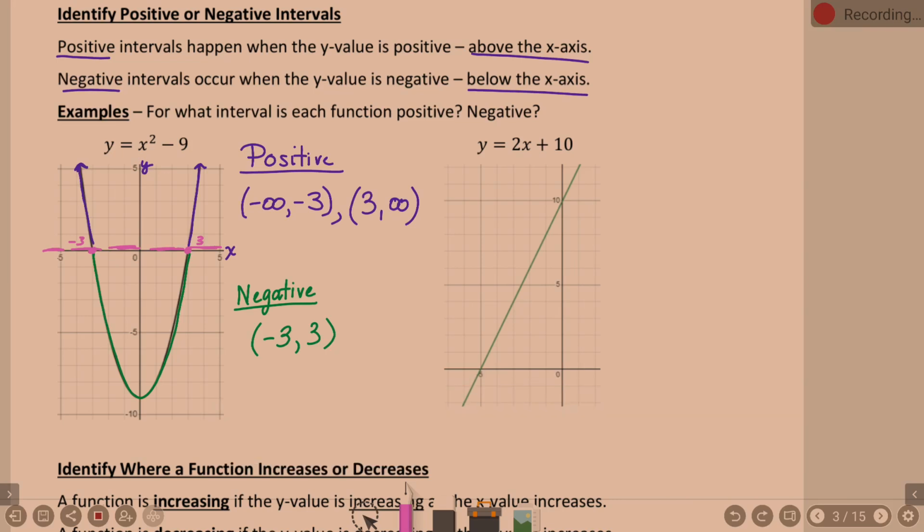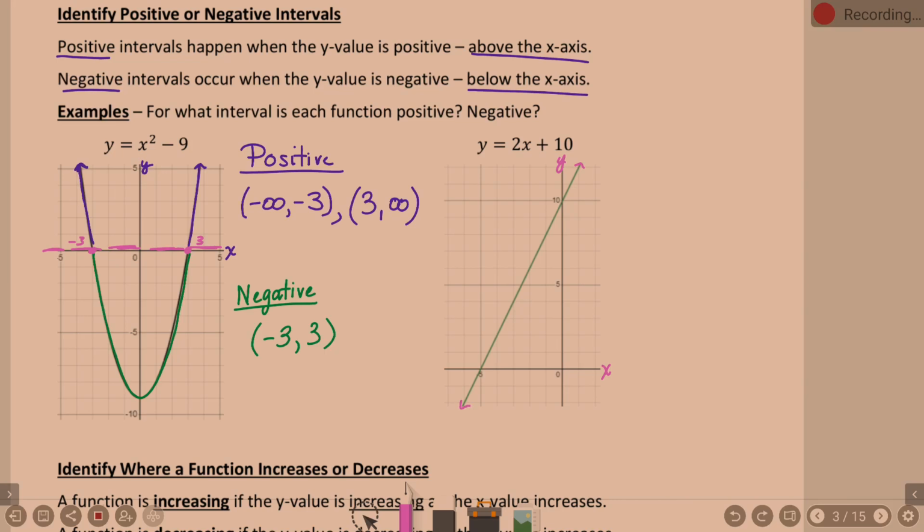Okay. Got a different one here. Plain old line. They gave me the equation. If you're given an equation in homework at all and you don't know what it looks like, I'll show you guys tomorrow. Just go to Desmos and graph it. We'll practice that tomorrow a little bit. But y equals 2x plus 10. Again, we have an x-axis and a y-axis. This is a line. Guess what? It goes on infinitely.